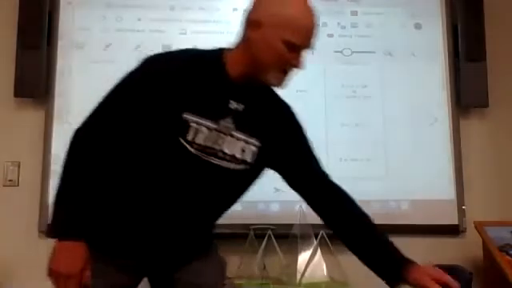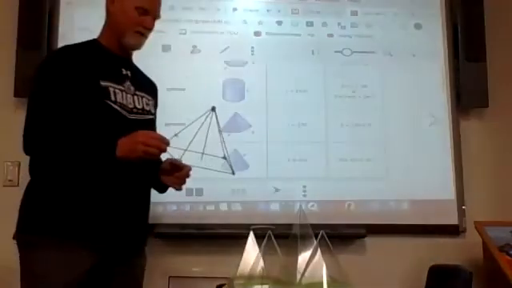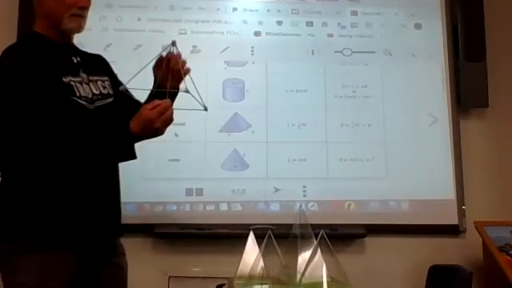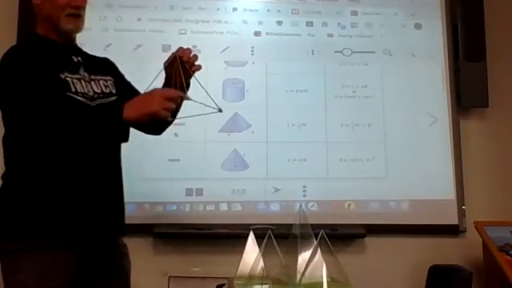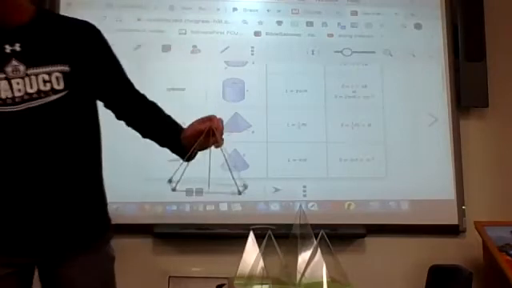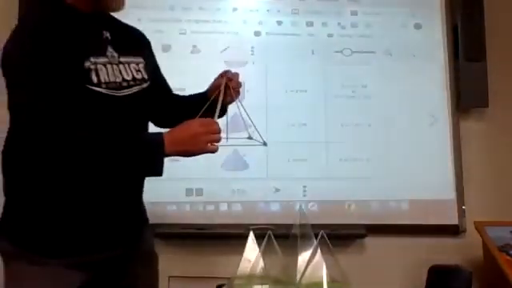Now, let me go back to this pyramid again. Now, remember, this is the height. That's the one in the middle. This edge here is called the lateral edge. And then, okay, there's my slant height. My slant height goes here.